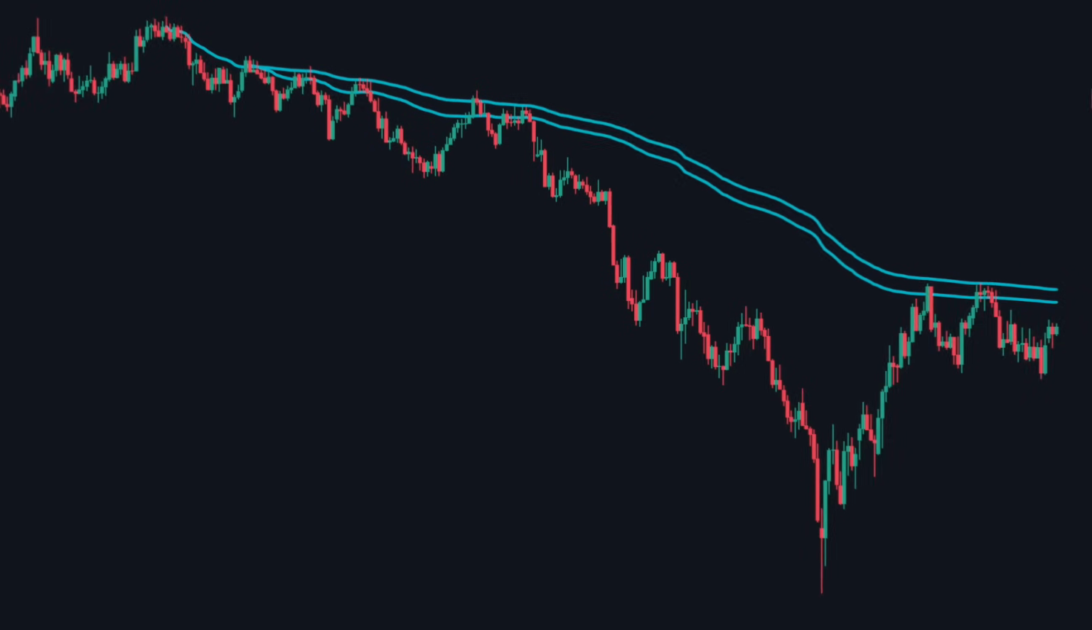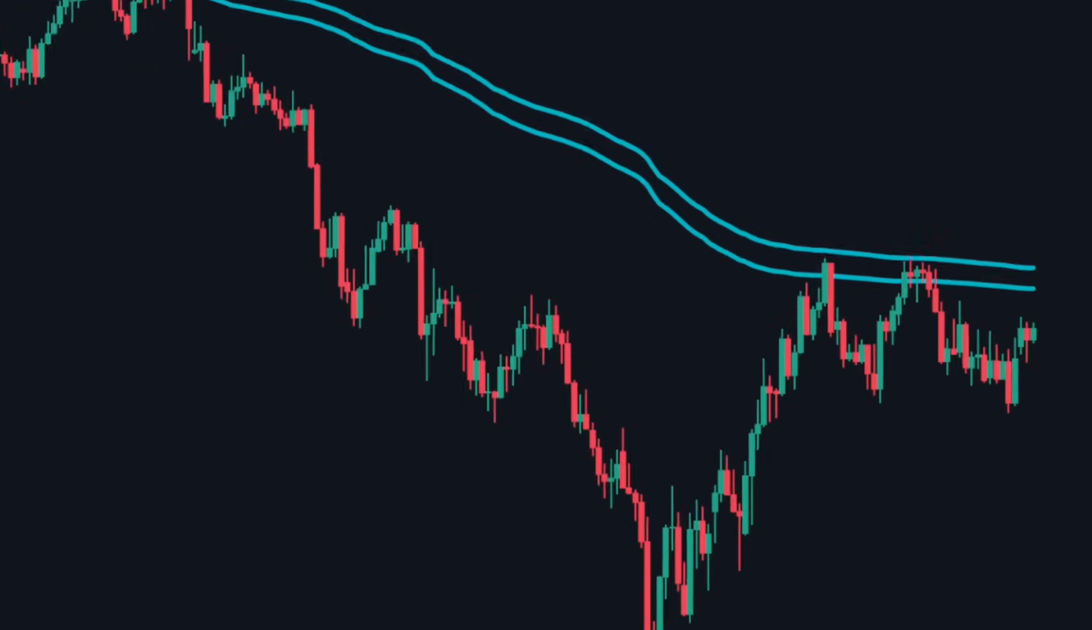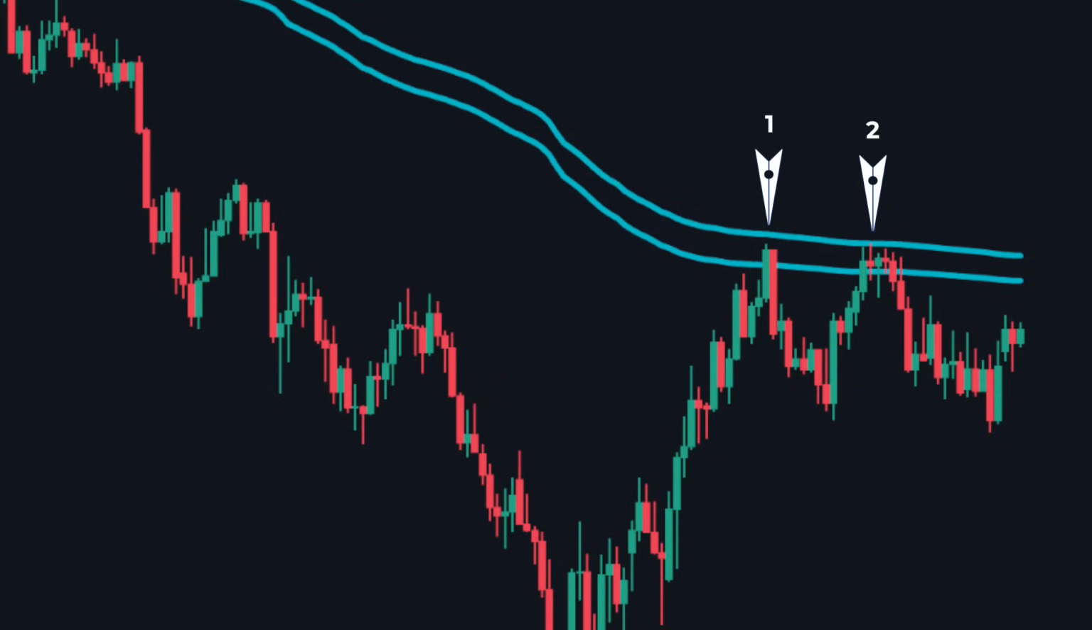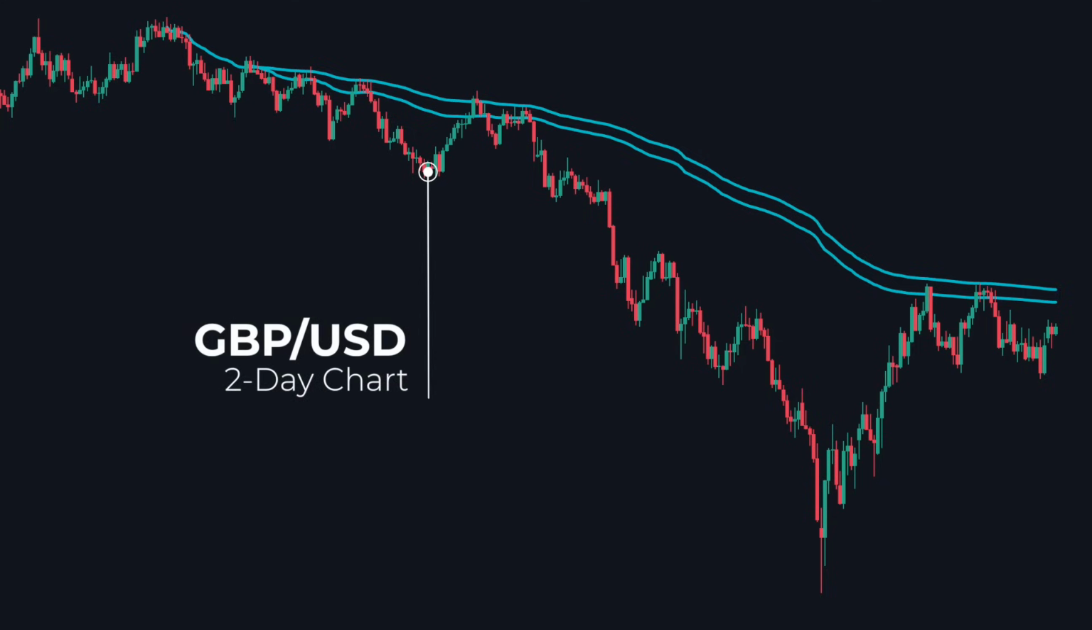In fact, if we zoom out a little bit, you can see an unbelievable sight. These bands were created in May and July of 2021, and yet we saw 2 trade opportunities in December 2022 and January 2023. These bands have not been broken for almost 2 years now. You can check it for yourself. For your reference, this is a 2-day chart of GBP USD. So one candle represents 2 days of price action.